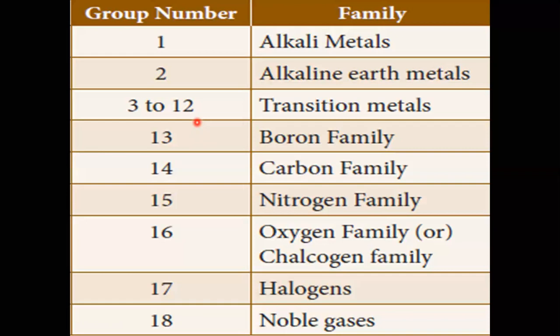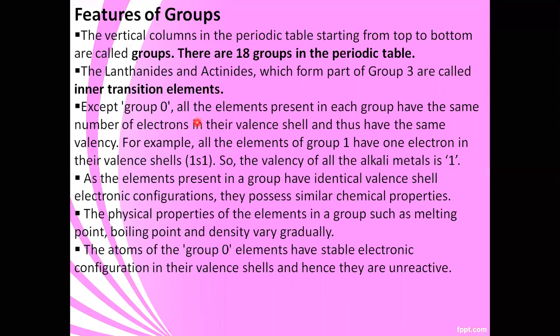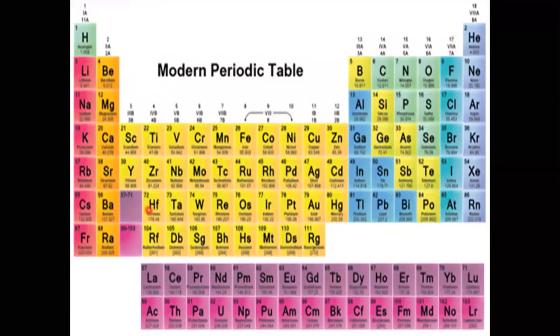Next one is lanthanides and actinides, called inner transition elements, because the lanthanides and actinides come after 57 and 89. These 14 elements, 14 and 14 elements, are placed inside. So this is called the inner transition elements.